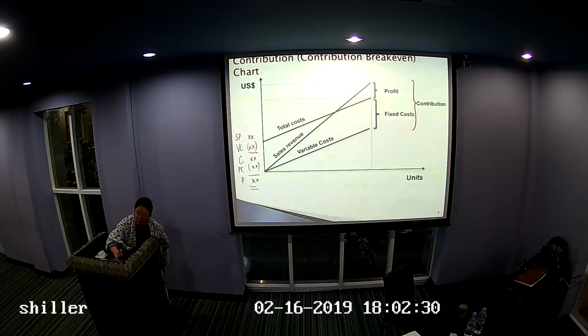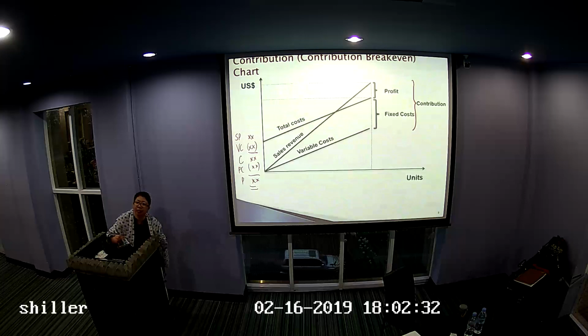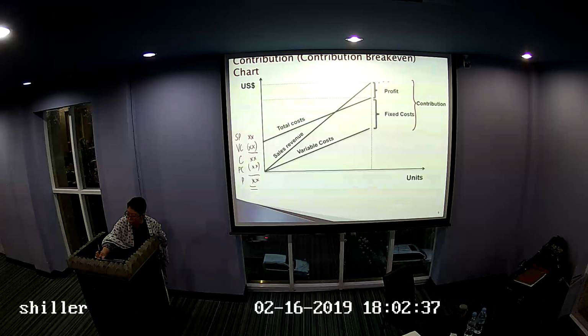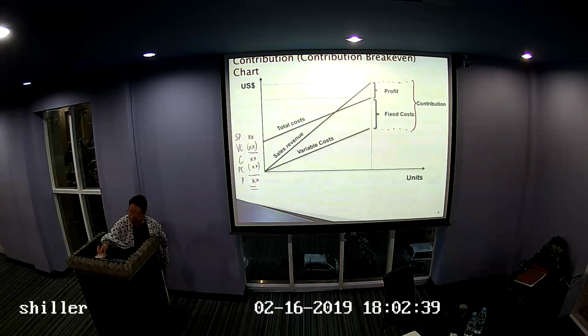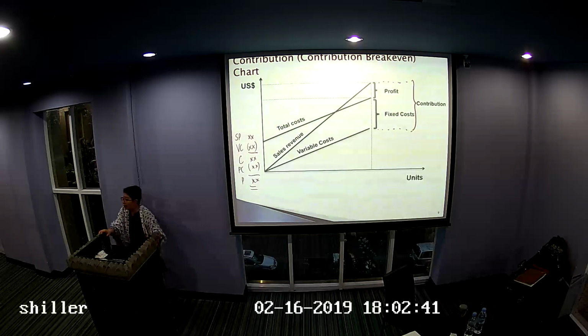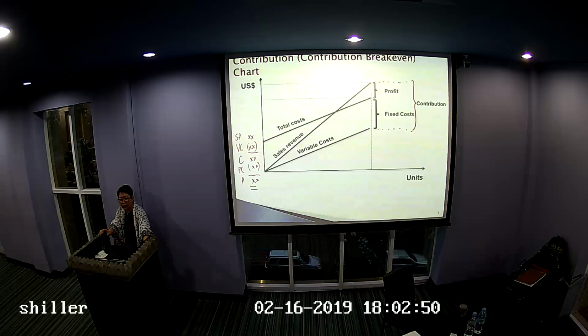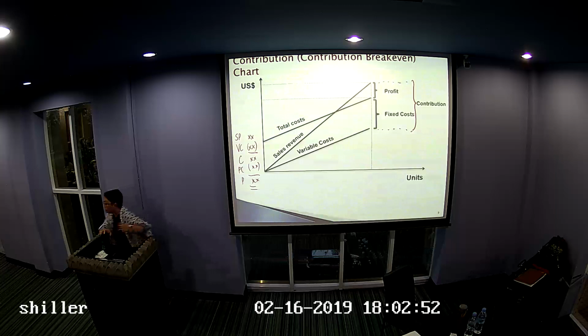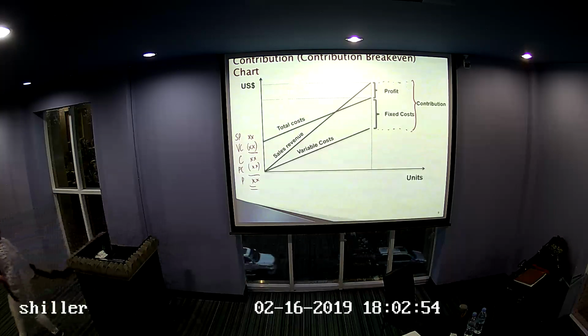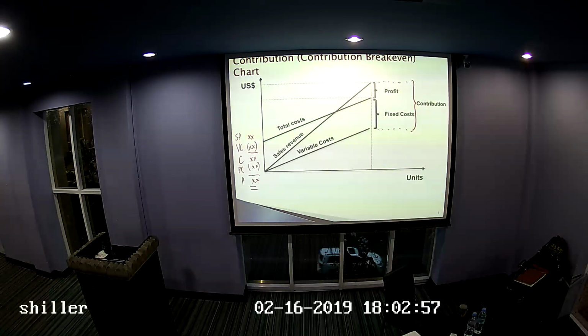Now, does the chart make sense now? That contribution is actually profit and fixed cost. Does it make sense now? Yes or no? Don't say yes if you didn't understand. My friend, what is the problem? Yes, what about the variable cost?